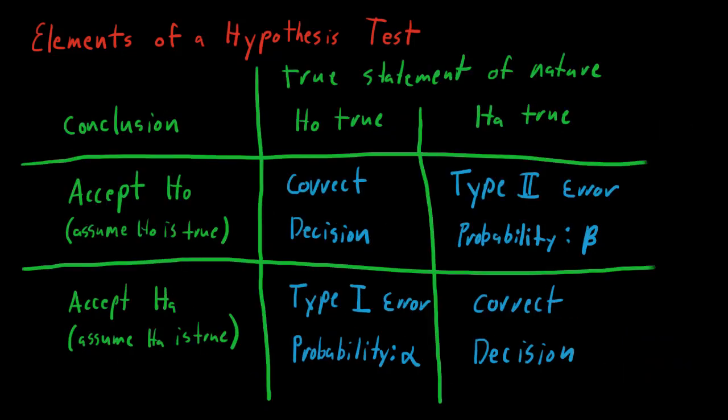An easier way to think about the different types of error in a hypothesis test is with this basic table, where we have the true statement of nature, which is what is actually happening, along the top, and down the side we have the conclusion that we're drawing from our experiment. If in actuality H naught is true and we accept H naught, then we have the correct decision, obviously. The same holds if HA is actually true and we accept HA. But if instead we accept H naught when HA is in fact true, we have our type 2 error with the probability of beta. And if we accept HA when H naught is actually true, we have a type 1 error with the probability of alpha.